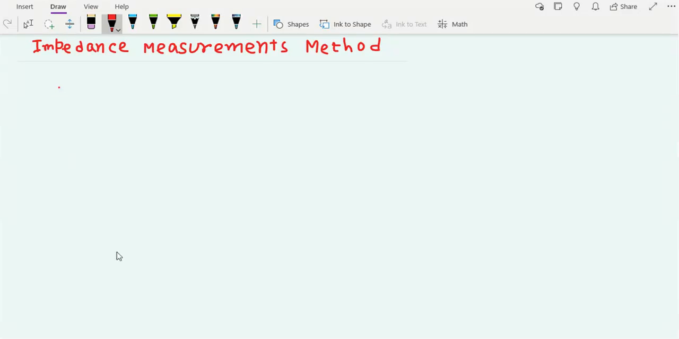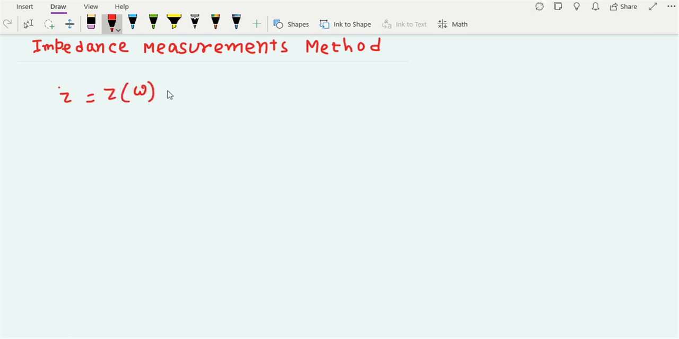Hello friends, today we will discuss four different impedance measurement methods in detail. So let's start. First, we will understand what Z, or impedance, is. Impedance is a measure of the effective resistance of an electric circuit or its component to alternating current. At a given frequency, Z is a function of frequency, or omega.